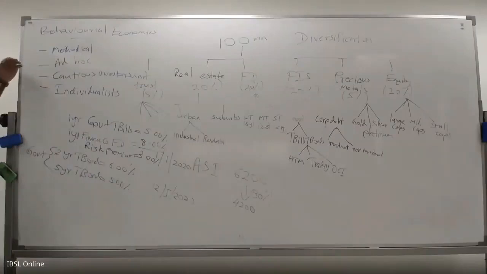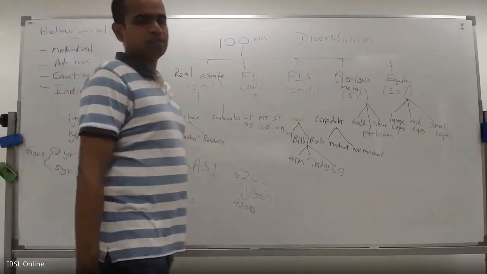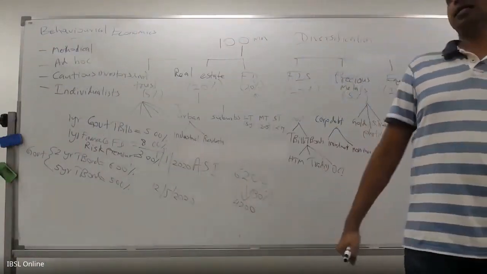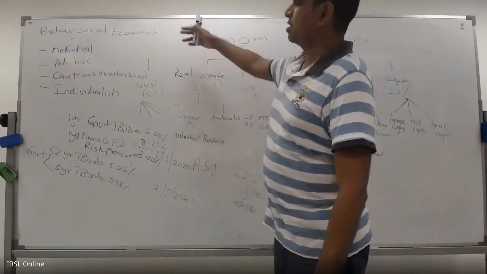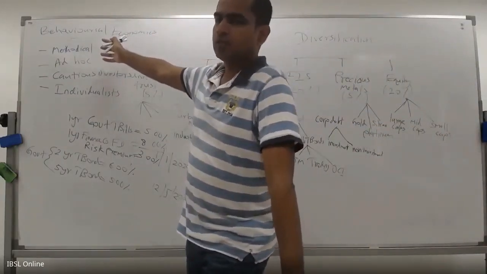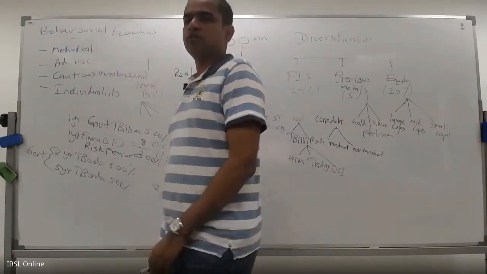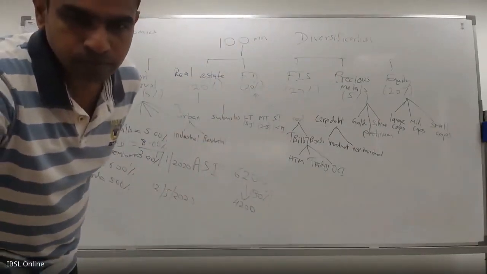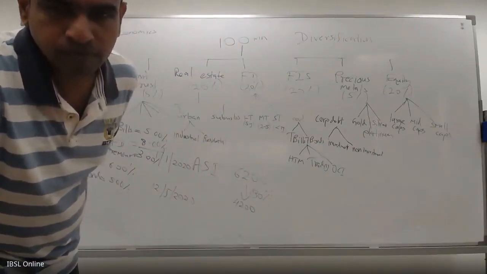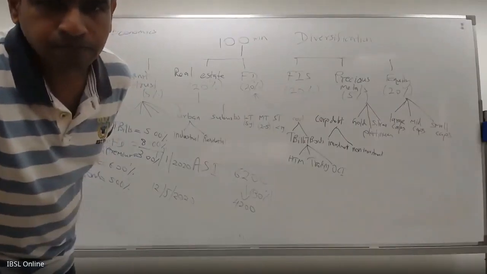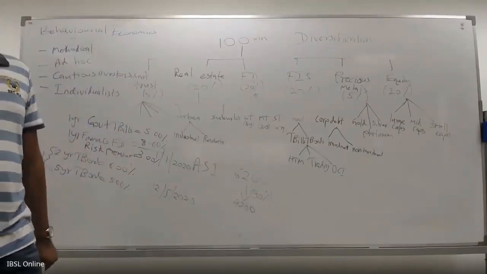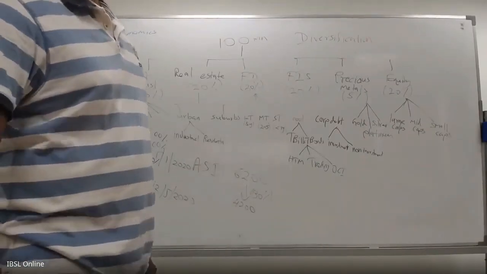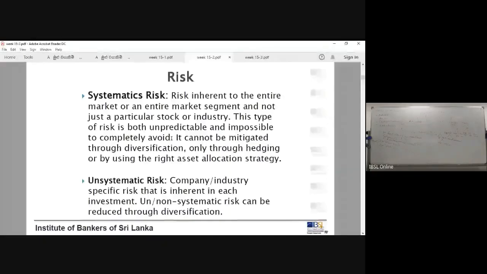It's difficult to say that this method is the best. One method might be preferred over the other by investors, depending on the kinds of investors. So what this theory says is behavioral economics now takes precedence over modern portfolio theory. So it's a new area. Risk. 2 types of risk. Systematic risk and unsystematic risk.